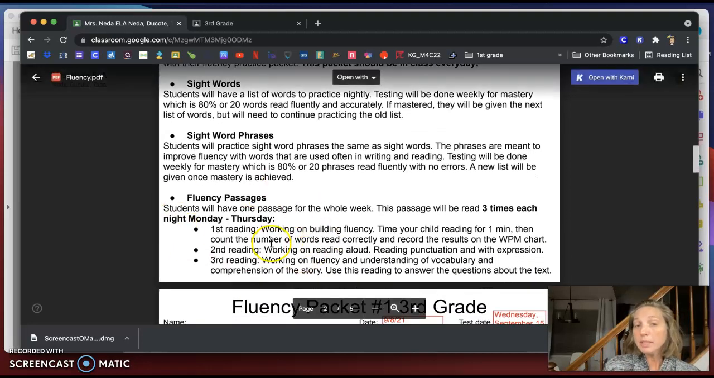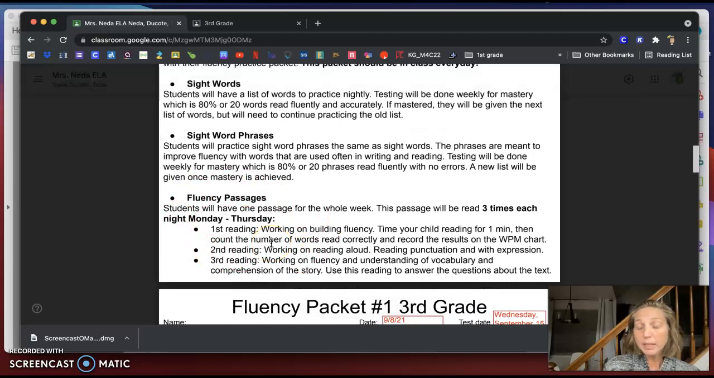And then the fluency passage, you're going to read that passage every night 3 times. The first time you're going to read it, you're reading it for 1 minute. You want to time yourself for 1 minute and find out what word you make it to. And you'll circle the word that you make it to. So that's the first time. And you'll do that Monday night, Tuesday night, Wednesday night, and Thursday night.